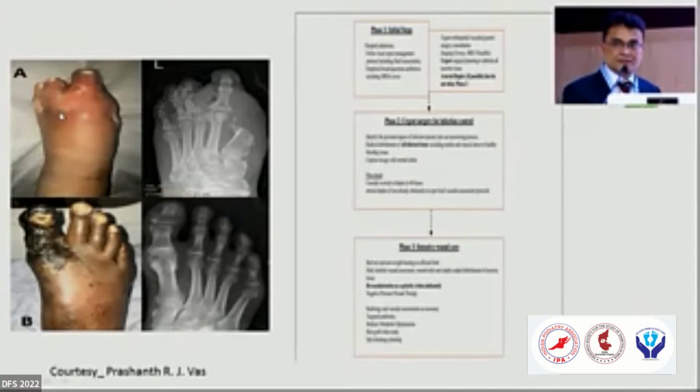Admit the patient, limb elevated, MDT, get the vascular assessment, and then plan the next treatment, which will be a fashion of a proper amputation. So this is very important for us.